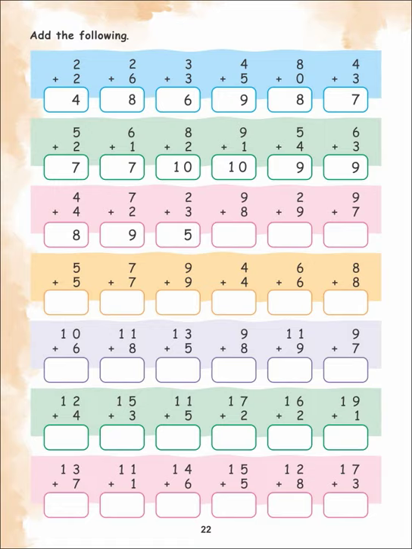9 plus 8, 17. 2 plus 9, 11. 9 plus 7, 16. 5 plus 5, 10. 7 plus 7, 14. 9 plus 9, 18. 4 plus 4, 8. 6 plus 6, 12. 8 plus 8, 16.